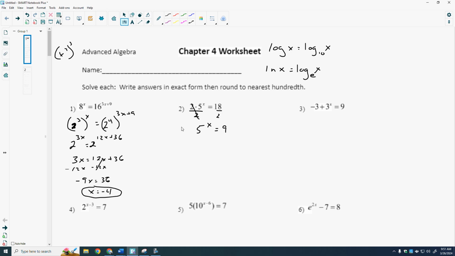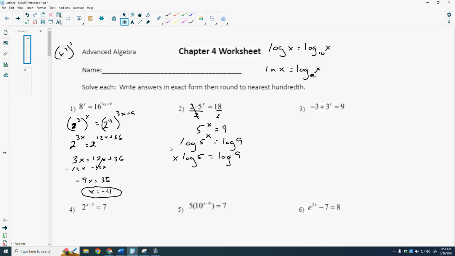Okay, so I'm going to use log, mainly because I did ln in class. So I'm going to take the log of both sides. So log of 5 raised to the x power equals the log of 9. Think about your properties of logs. When there is a variable in the exponent, or any exponent, I can move that exponent down in front. So the power property of a log allows me to take this x out of the exponent.